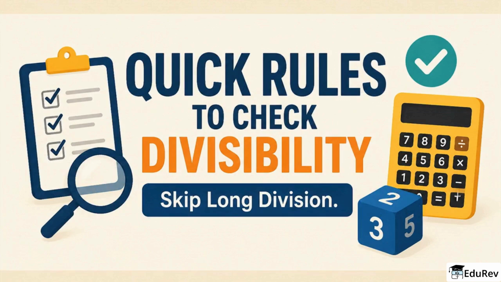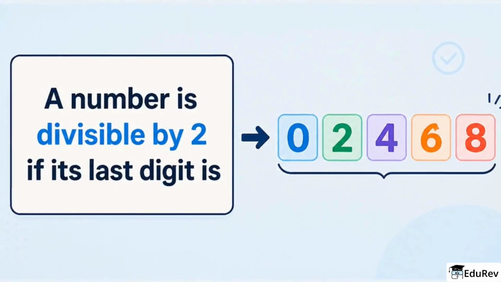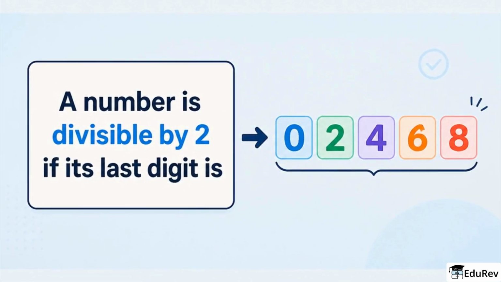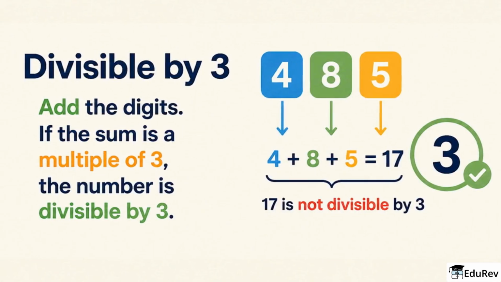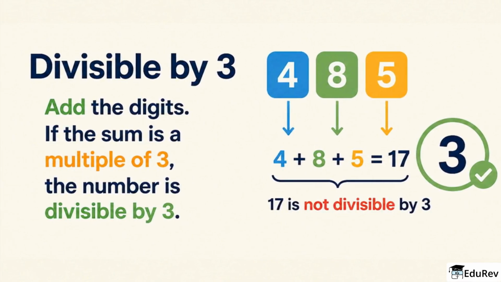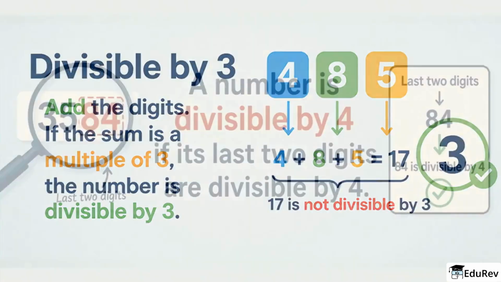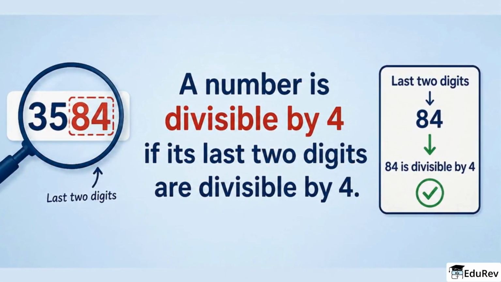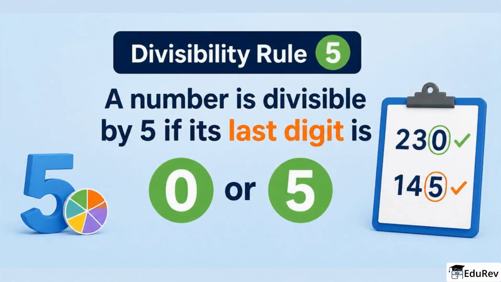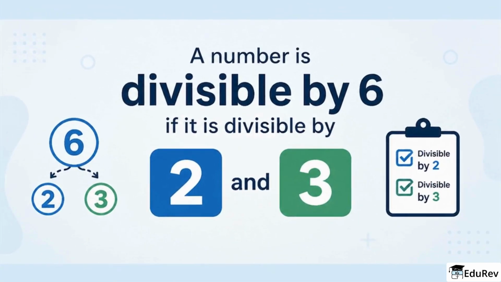Now let us look at quick rules to check divisibility, so we skip long division. A number is divisible by 2 if its last digit is 0, 2, 4, 6, or 8. A number is divisible by 3 if the sum of its digits is divisible by 3. A number is divisible by 4 if the number formed by its last two digits is divisible by 4. A number is divisible by 5 if its last digit is 0 or 5. A number is divisible by 6 if it is divisible by both 2 and 3.